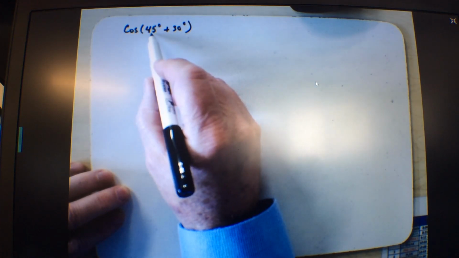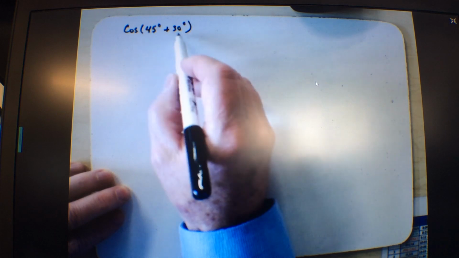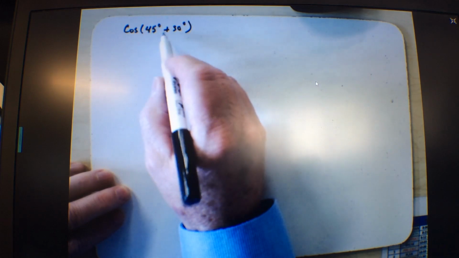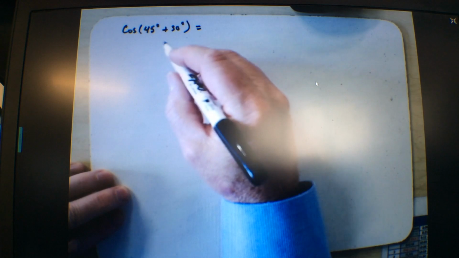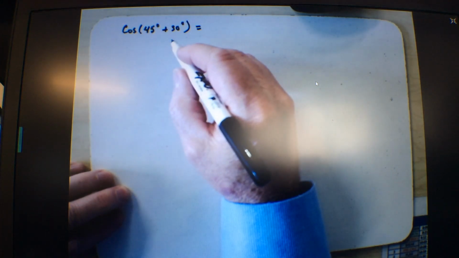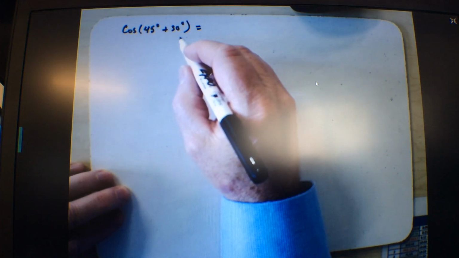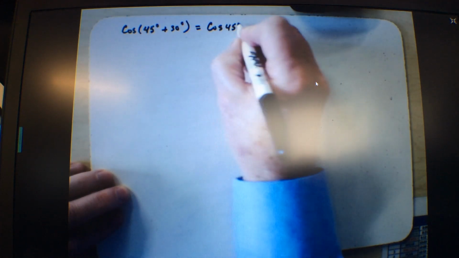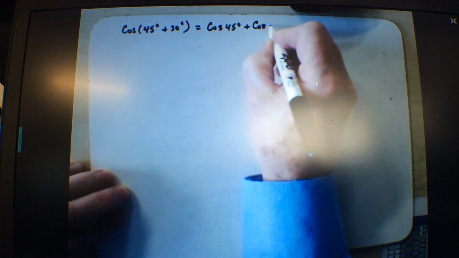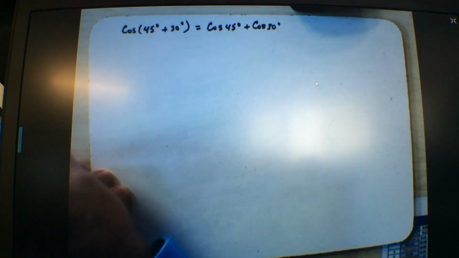So the question is then, how would we solve this? Because I can get an exact answer for cosine of 45 degrees, and I can for 30, because they're both special angles, aren't they? You would draw two triangles, one with a 45-degree angle and one with the 30. So in other words, you would take the cosine of 45 degrees and add it to the cosine of 30 degrees. And what does that look like?